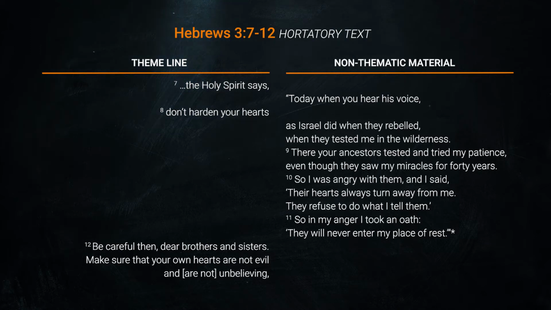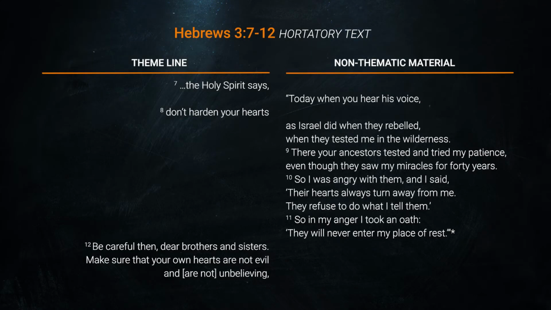You see, every line on the thematic side is an exhortation because this is a hortatory text. So that is what we are considering the theme line. It is one exhortation after another after another. But there is extra explanation and even some narrative in the non-thematic side where the author is giving the rationale behind the exhortations of this text.